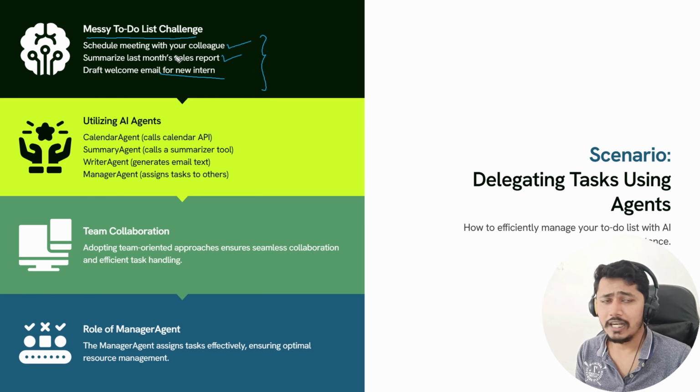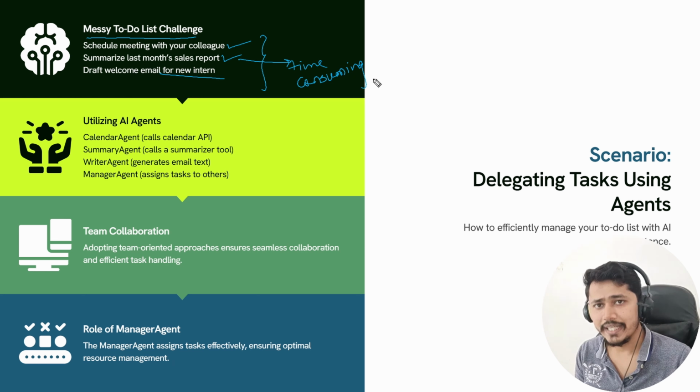If you start doing it manually, it takes a lot of time, because first you will schedule a meeting, then you will summarize the last sales report, and this is a time consuming task, because reading takes a lot of time, then generating the summary takes a lot of time, and then again drafting a welcome email for a new intern. Let's say this is your third bullet, so this is a repetitive task, right? In the case of a repetitive task, you don't need to do it again and again. Instead, you can have agents performing those tasks. Every time a new intern joins, you can draft a welcome email. Let's see how we can leverage AI agents in order to accomplish these scenarios.